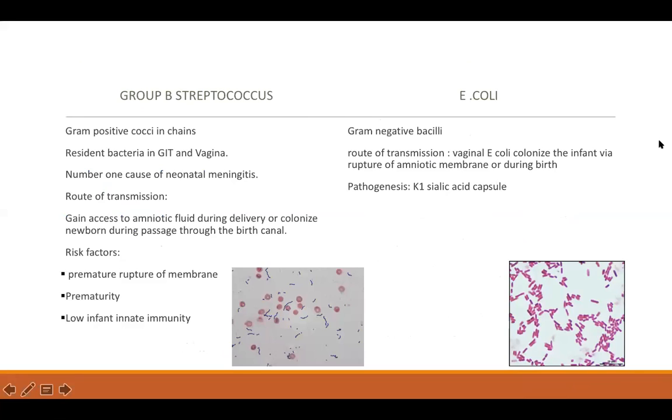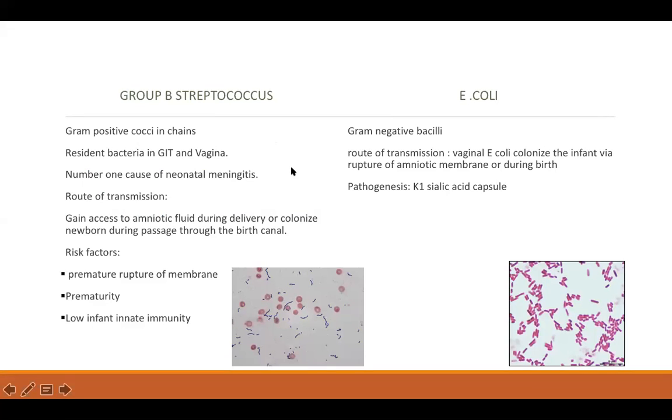Okay, now let's talk about the infant bacterias. The first is group B Streptococcus. It's a gram-positive cocci in chains. As I said before, it's a resident bacteria in the GIT and the vagina. And it's the #1 cause of neonatal meningitis. This is very important. The #1 cause of neonatal meningitis is group B Streptococcus.